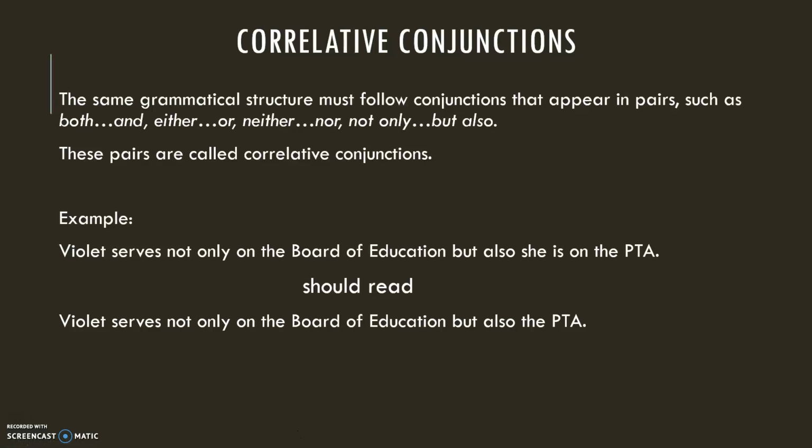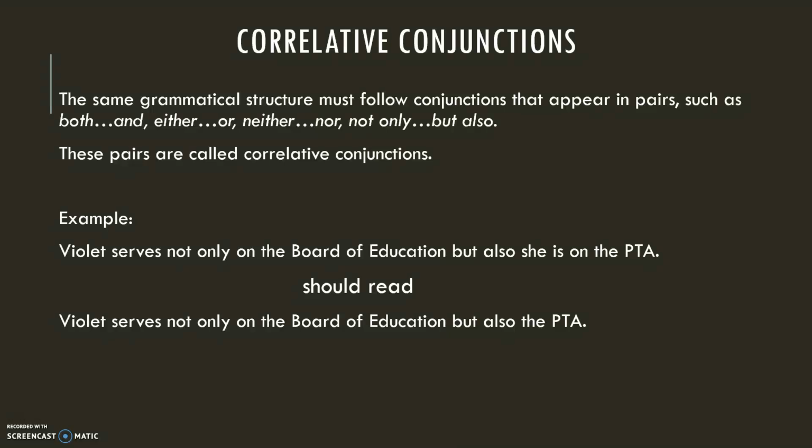Correlative conjunctions. The same grammatical structure must follow conjunctions that appear in pairs, such as both and, either or, neither nor, not only, but also. These pairs are called correlative conjunctions.